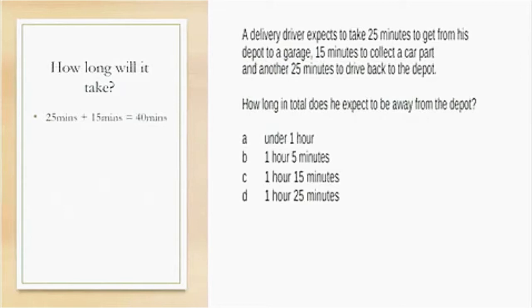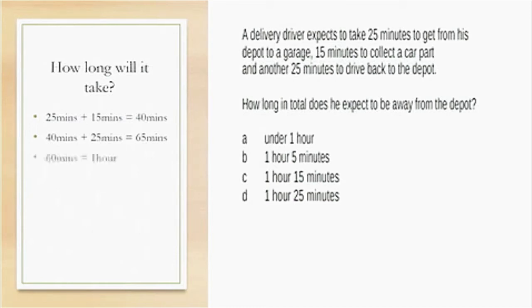So he's going to take 25 minutes to get to the garage, and to pick up the parts is an additional 15 minutes. So we're going to add 25 to 15, which gives us 40 minutes, and then 25 minutes to take him back. So we're talking about 40 minutes plus 25 minutes. It gives us 65 minutes. Are you seeing 65 minutes in your options? No. Therefore, you're going to have to figure out how many minutes make an hour and see what's left.